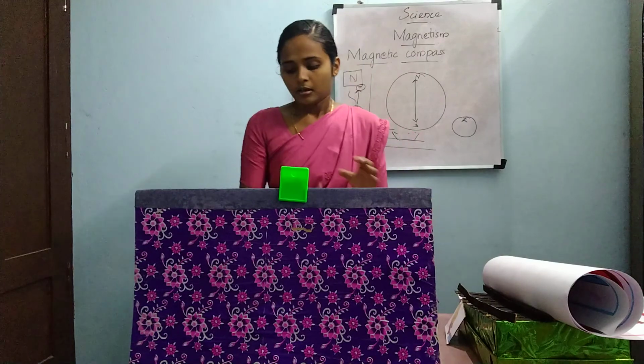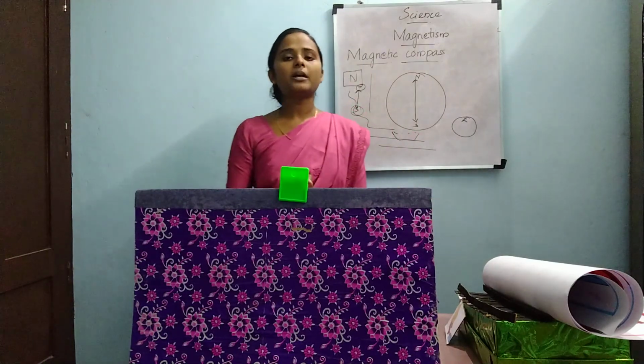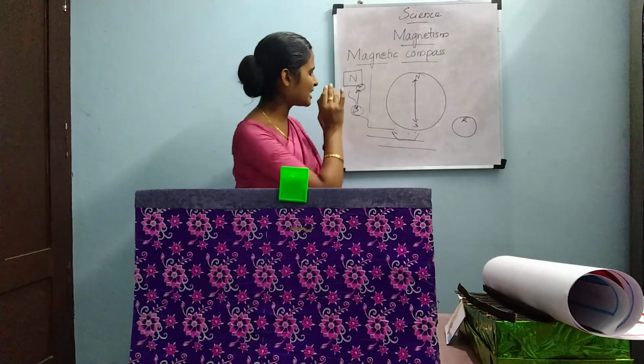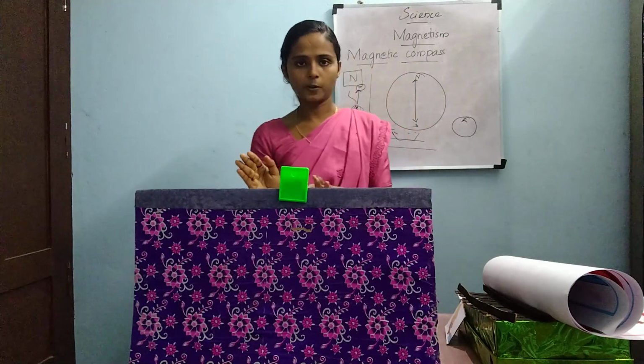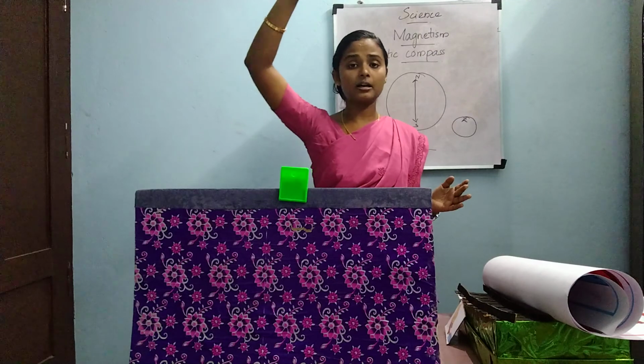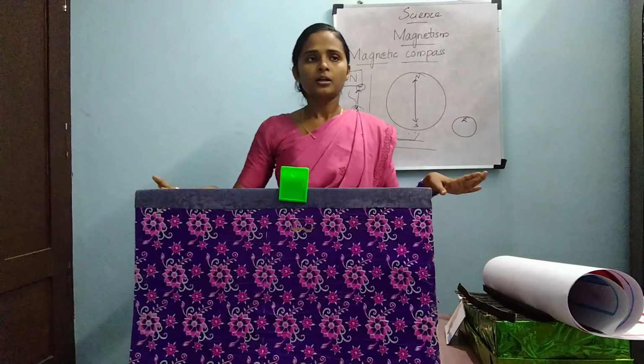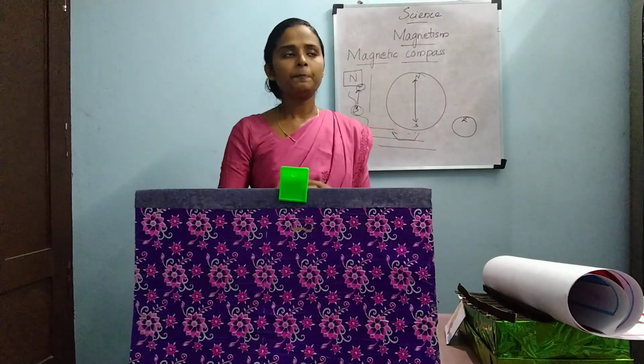Okay. This magnetic compass is mainly used in ships as well as in aeroplanes. In aeroplanes, the same process is going on. If you go into the sky, you can't see any persons or any flight or anything. So by using this magnetic compass, you can find the direction as well.